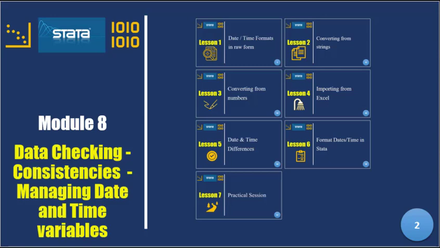So I will see you in lesson 1, where I will look at date and time in raw formats. We're going deep, very deep now. We're just going to focus on these two types of attributes throughout this module. So I'll see you in lesson 1, where we'll talk about date and time in raw format.